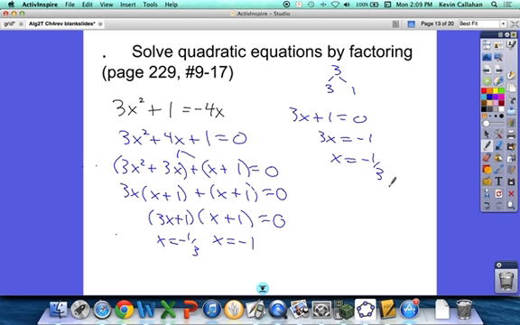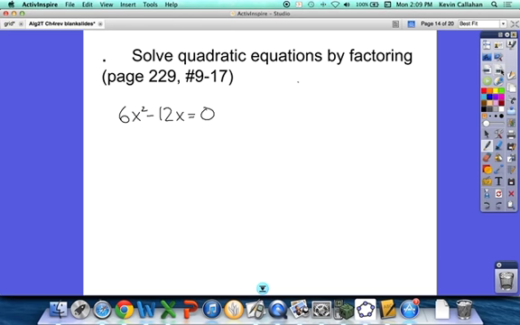Okay. All right, the next one we had another solve by factoring. This time, what kind of factoring? It's the greatest common factor. What is the greatest common factor? All right, so take a 6x from both terms. What's left in the parentheses? X minus 2.